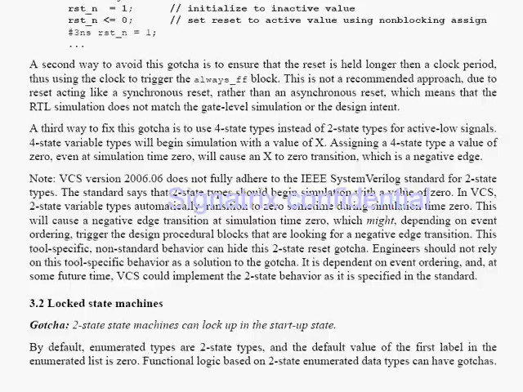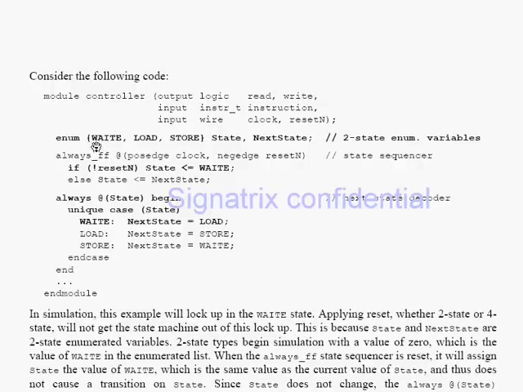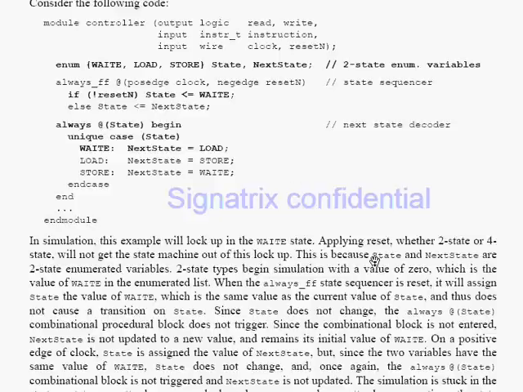Actually, what they're trying to say is, by default an enumerated type is a two-state type, and the default value of the first level is 0. So the functional logic based on the two-state enumerated type can have gotchas. You see this is an enumerated type, and the value of wait is 2'b00, load is 2'b01, store is 2'b10. So in simulation, this example will lock up in the wait state. Applying reset with 2-state or 4-state will not get the state machine out of lockup.